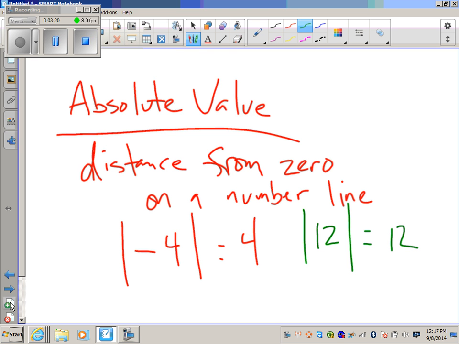Absolute value of 10. Absolute value of negative 11. Absolute value of negative 16. Absolute value of negative 1. Absolute value of 4. Okay, very good.